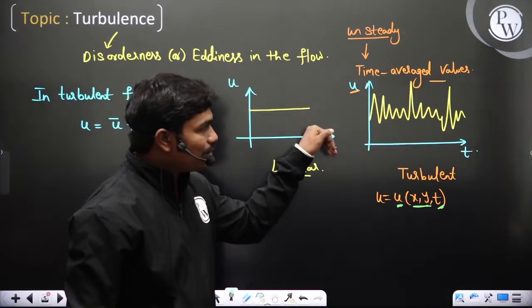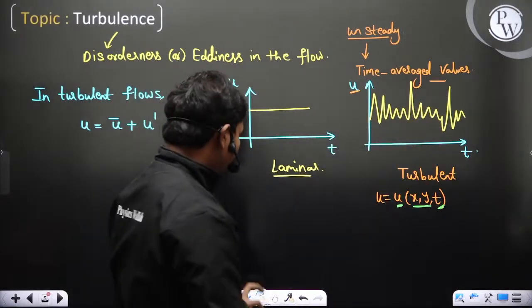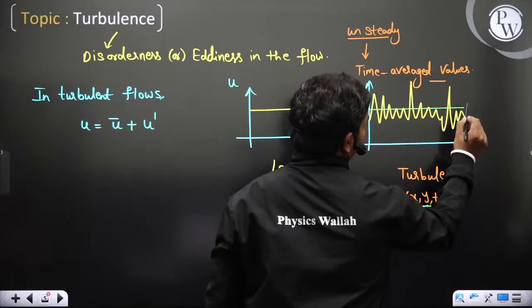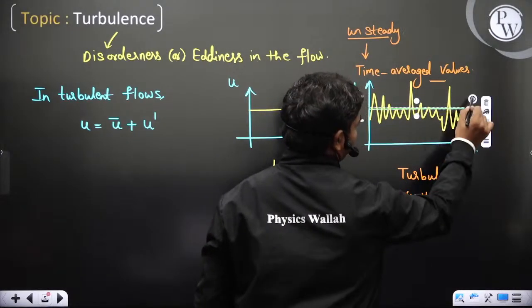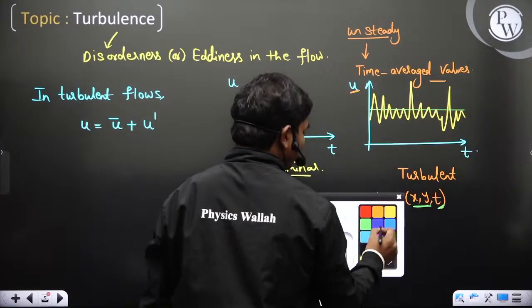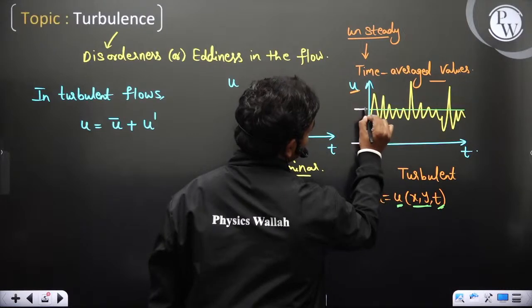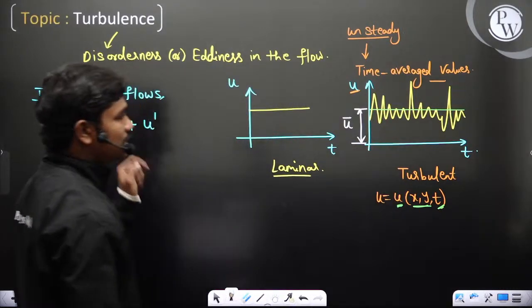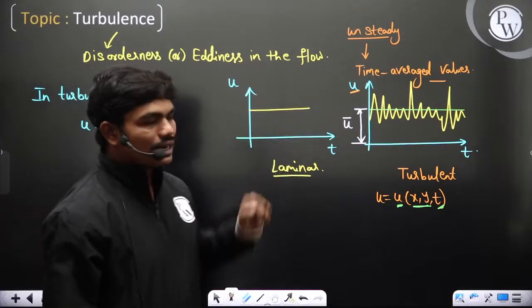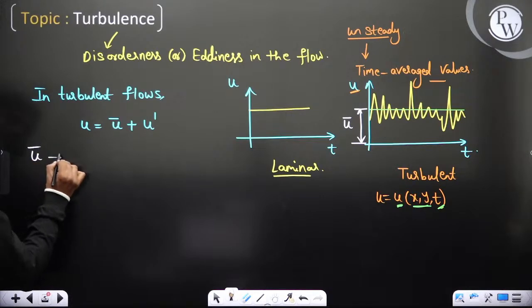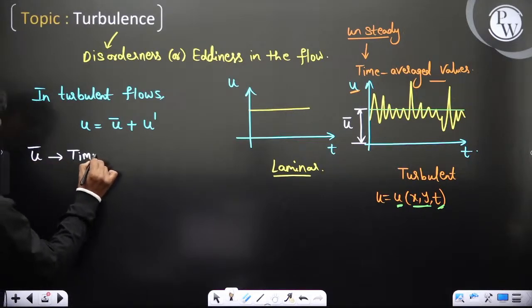One is the time averaged part, which we can call u bar. This is the mean velocity, which I have written here. Clearly, u bar is the time averaged velocity.